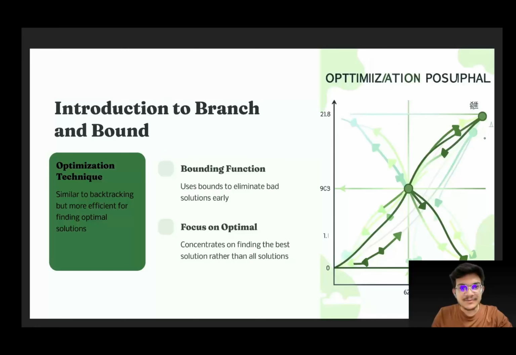Now we come to branch and bound. Branch and bound is another important technique similar to backtracking but more efficient for optimization problems. In backtracking we try all possible solutions, but in branch and bound we focus only on finding the best solution. So in this case we are just focusing on the best solution. It uses a bounding function to calculate an upper or lower bound for a solution. If a solution cannot give a better result than the current best, it's ignored. This helps reduce unnecessary exploration and improves efficiency.